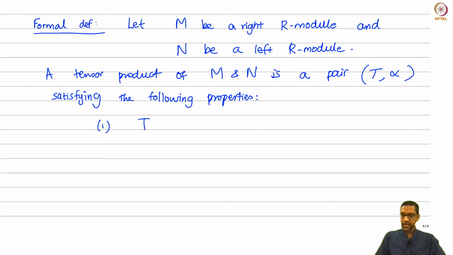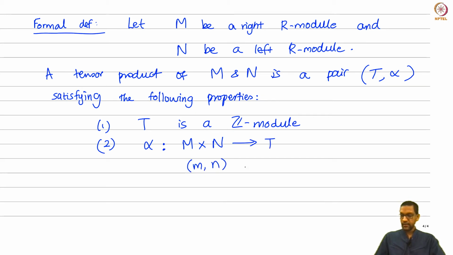So what is T? T is a Z module. If you take the tensor product of two R modules, the answer is only a Z module. It's only an abelian group. What is alpha? Well, alpha is a map from M cross N to T, which has the following property.